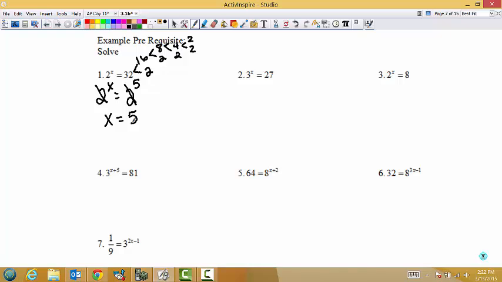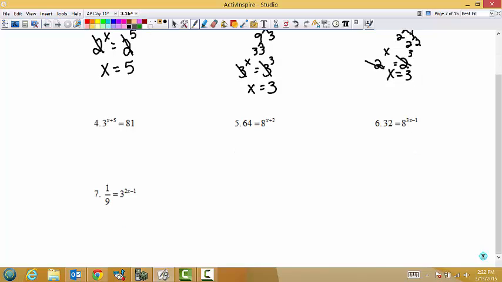Try number 2. Okay, so break it down. 27 is 9 and 3, and then 9 is 3 and 3. So that's 3 to the 3rd, and then 3 to the x. Well, the 3's cancel, and x equals 3. Number 3 is the same way. Do it again. Break down 8. That's 2 and 4, 2 and 2. So that's 3 2's. So that's 2 to the 3rd. The 2's cancel. X equals 3.